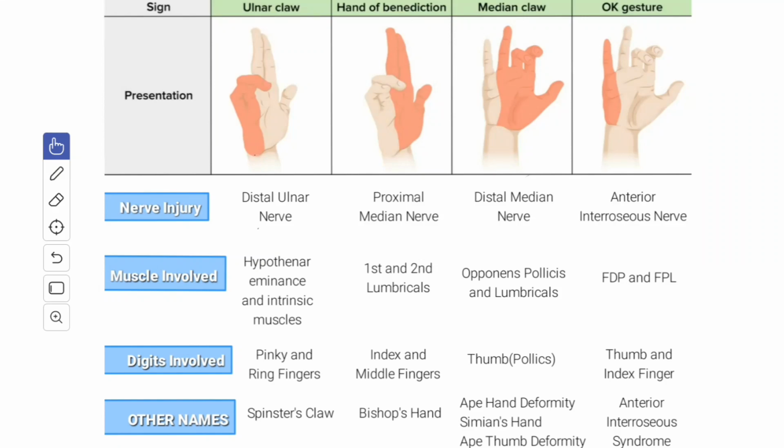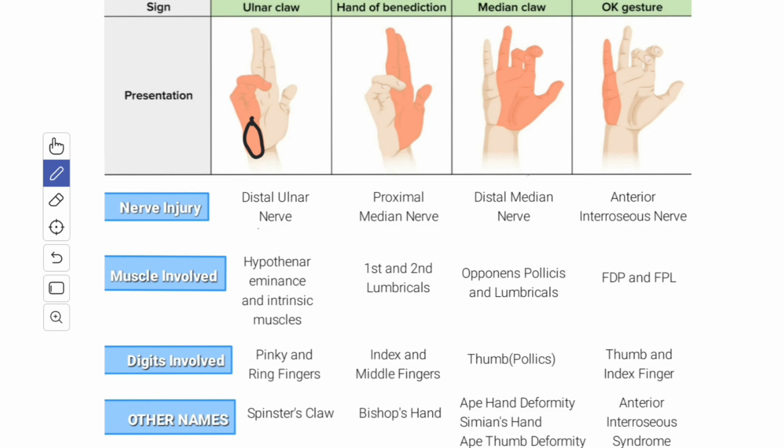The clinical features are ulnar claw, hand of benediction, median claw, and gastric difficulties, also known as anterior interosseous syndrome. In case of ulnar claw, there will be a paralysis of the hypothenar eminence. Here we have the hypothenar eminence. It will be affected in case of ulnar claw. Basically, the distal ulnar nerve is injured in the ulnar claw, so the areas that are supplied by the ulnar nerve will be affected.